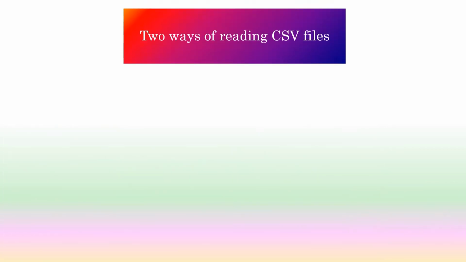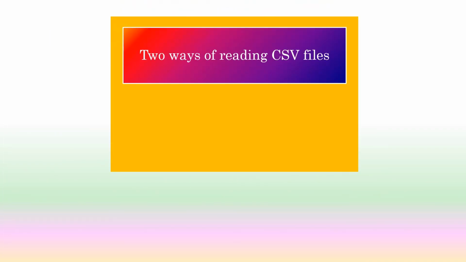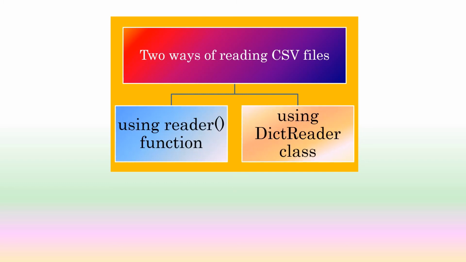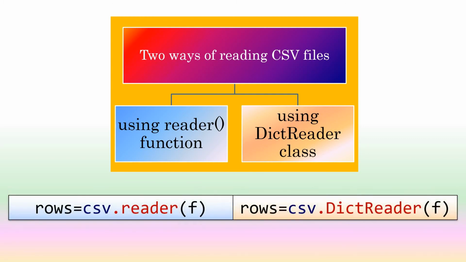Therefore, there are two ways of reading CSV files. One is by using the reader function and another is using the DictReader class. Rows is equal to csv.reader of f or rows is equal to csv.DictReader of f. The difference between the two is the reader function will return each record in the form of a list, whereas the DictReader class will return each record in the form of a dictionary.